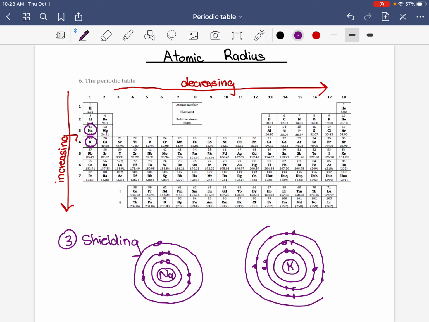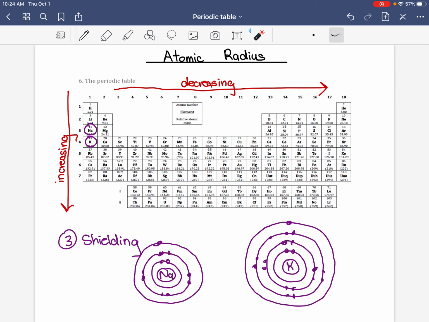This is potassium. Four energy levels, with a total of course 19 electrons, with an extra shield, an extra energy level of 4. Well, we know because of the first reason that this guy's bigger because of the extra shell, right? But that's not the only reason. Another reason, of course, is based on shielding.